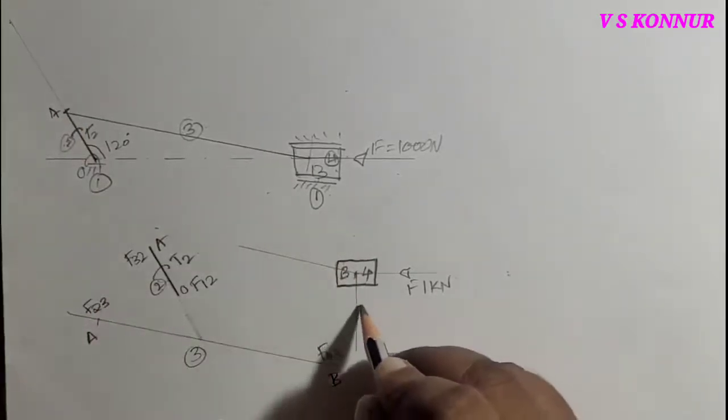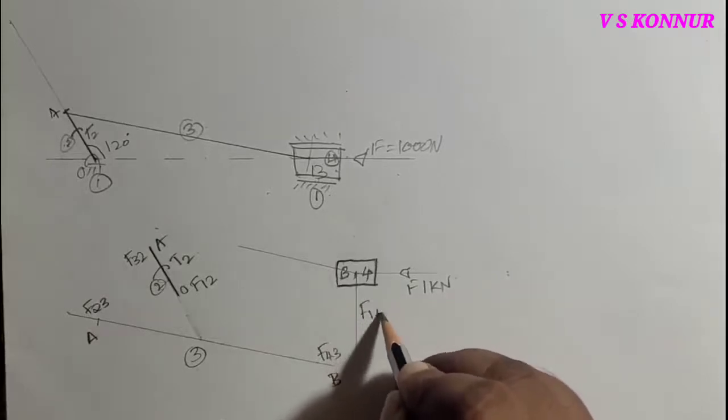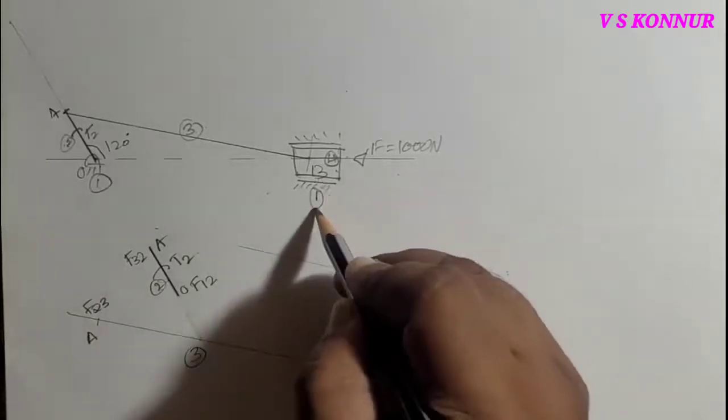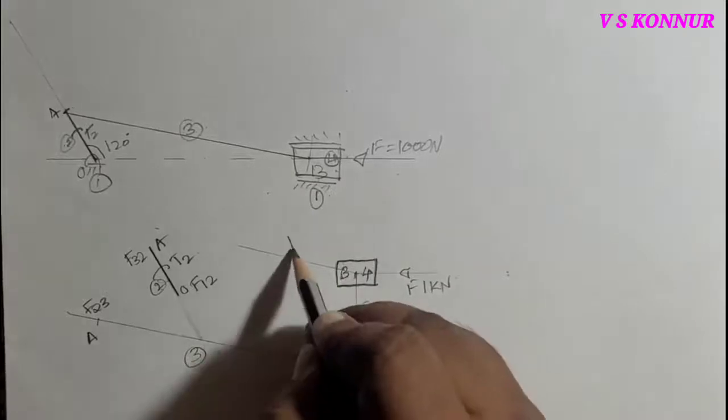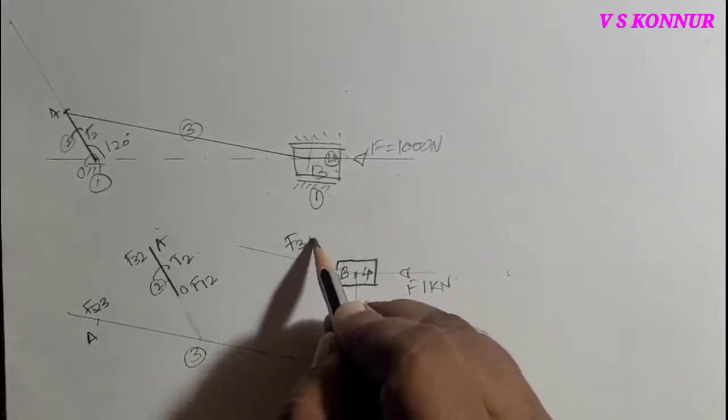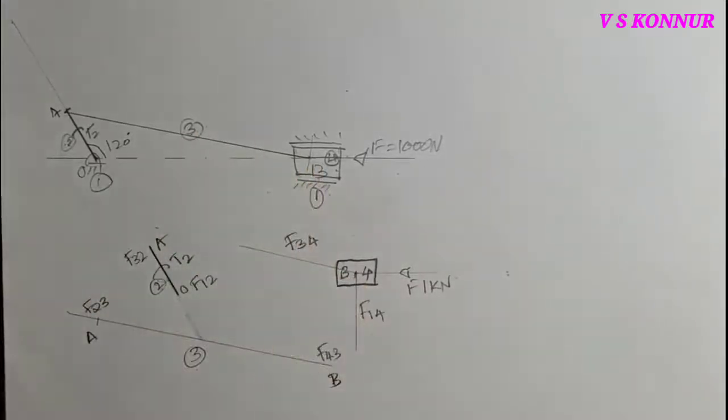Now if you consider this, the force F14 is acting on 4, the first link acting on the fourth link. And this is the force F34 acting, the third link on the fourth link. This is how you have to write the forces acting on each link, at each point of the link.